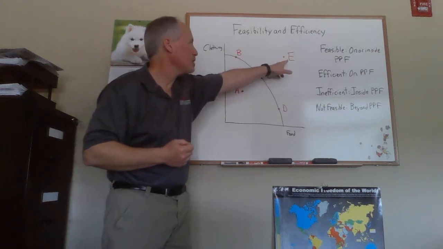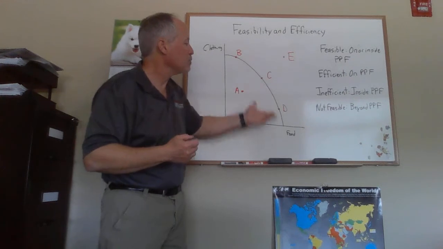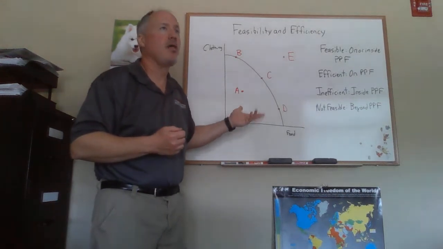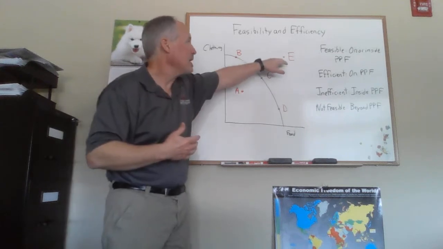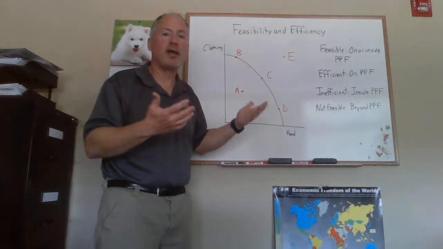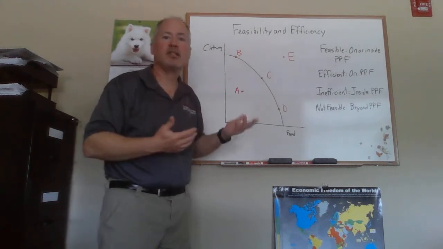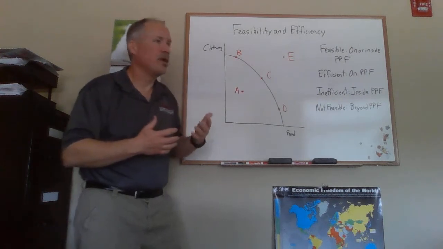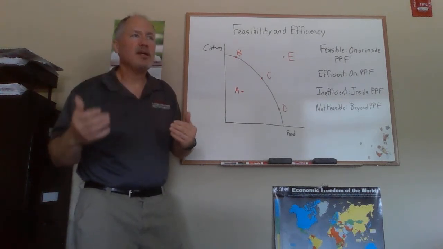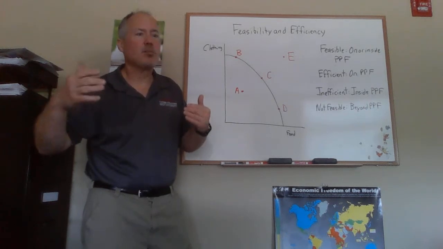So suppose we get to point E here, and we're comparing point C to point E. We said E has more food and more clothing than C, so E must be better than C. But the problem is, E is not feasible. There's no way that this economy, at this point in time, could get to point E. Point C we can get to. There's no way we can get to point E. So to use point E to say that C is in some sense not any good is a problem.